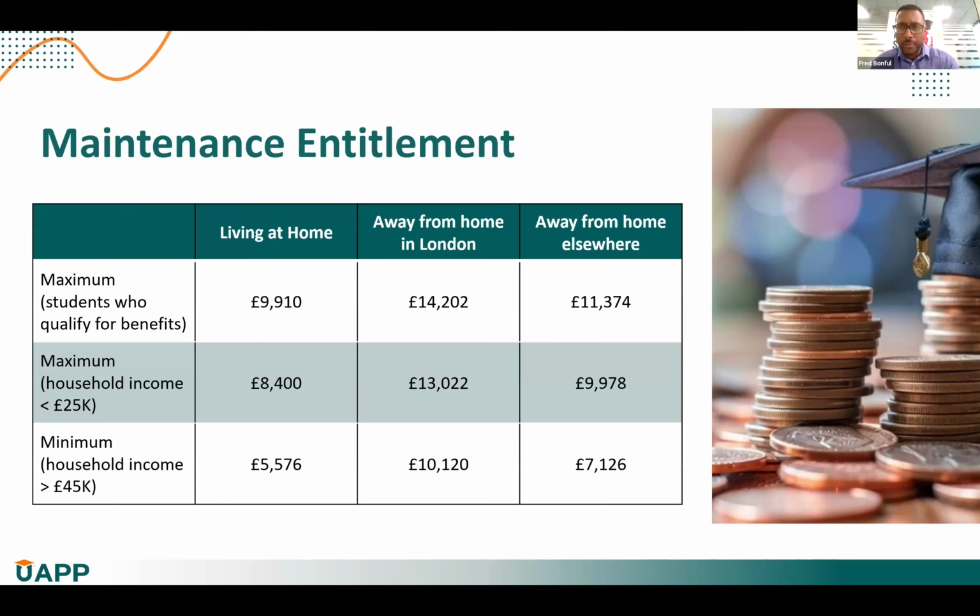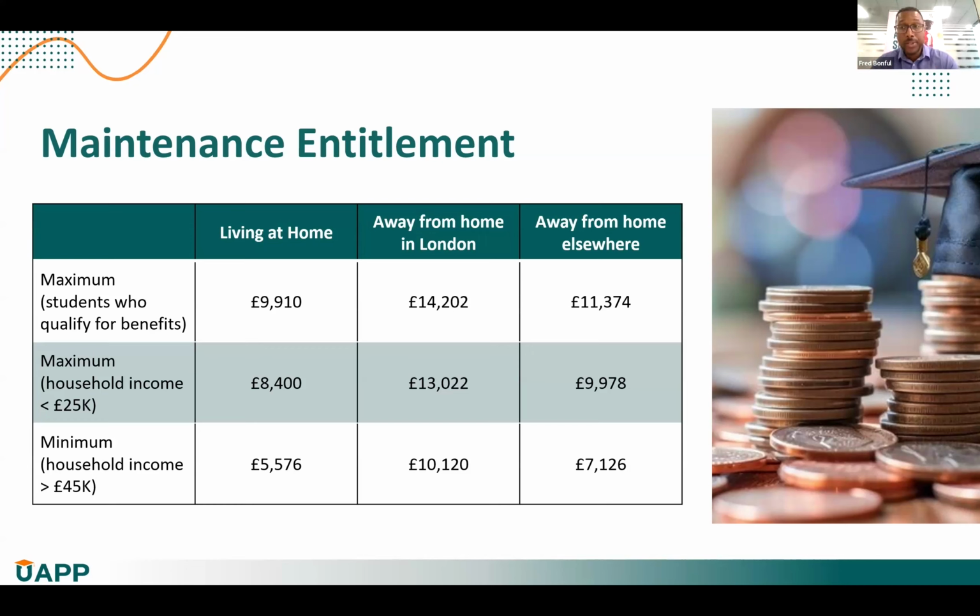So for example, most of us, if you are living in London, then you will see you get a lot more money. So if we look at the middle column, it's got here away from home in London. So essentially, that's the maximum you can get, right? The 14,000, just over the 14,000. And if you go below, maximum household income.